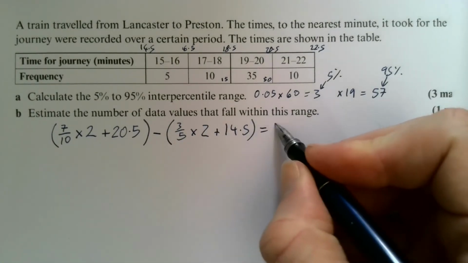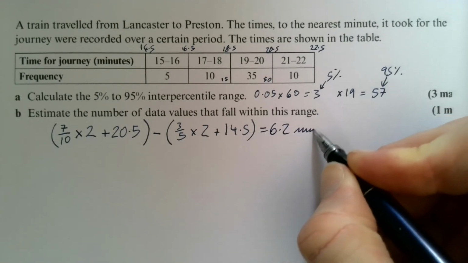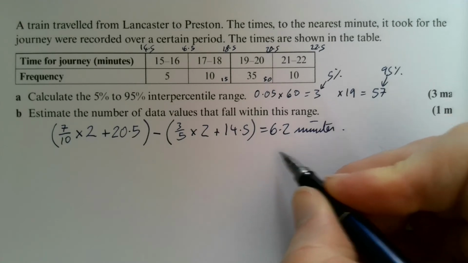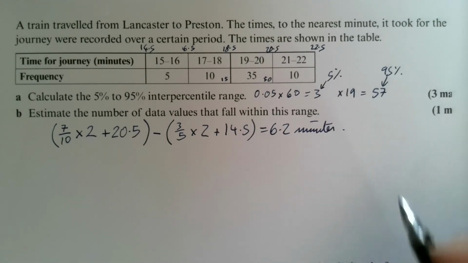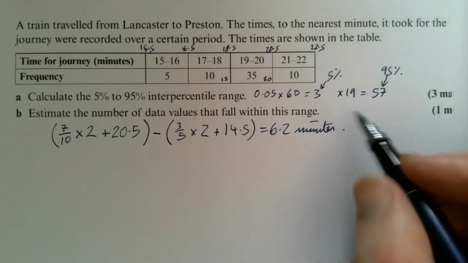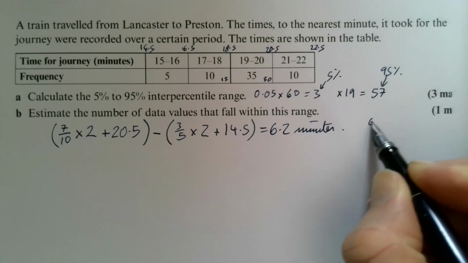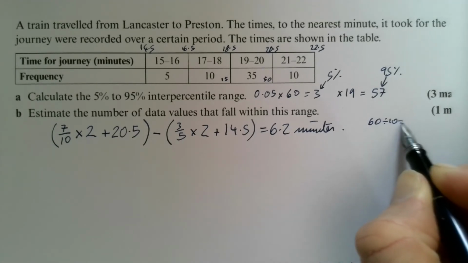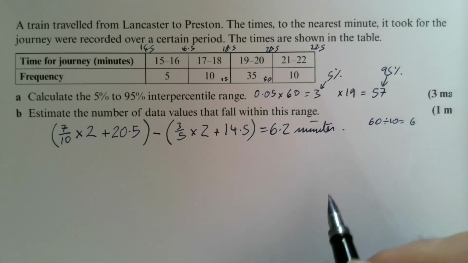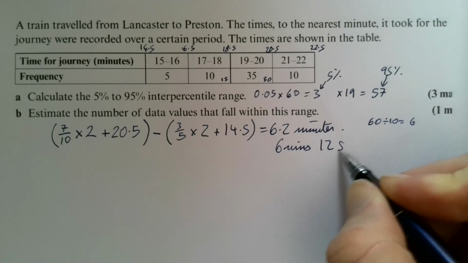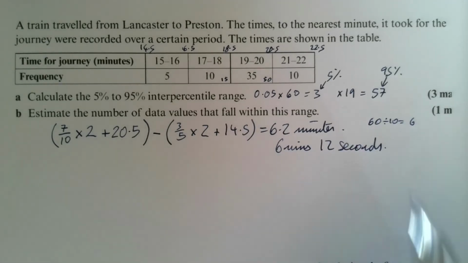6.2 minutes. Now you can actually just leave it at 6.2 minutes, but I don't really like doing that. I would rather say 0.2 minutes. Well, how many seconds is that? Well, 60 seconds divided by 10 is 6 seconds for 0.1, isn't it? So it would be 6 minutes 12 seconds. But either one of them is actually okay.